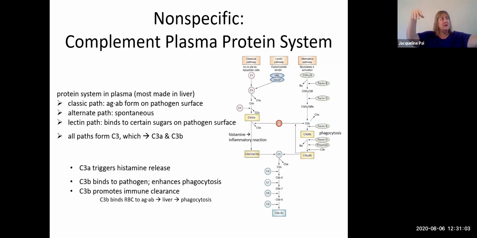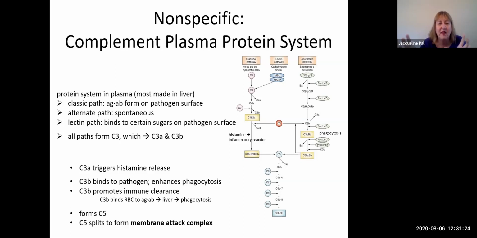Now, in addition, whether you went down the C3A pathway or the C3B pathway, eventually they come back and activate C5. And C5 is important because C5 is going to activate C6, which will do C7, which will do C8, which will do C9. And this complex is called the membrane attack complex. So just looking at its name, what do you think the membrane attack complex is going to do? Yeah, it's going to attack the plasma membrane of something else.